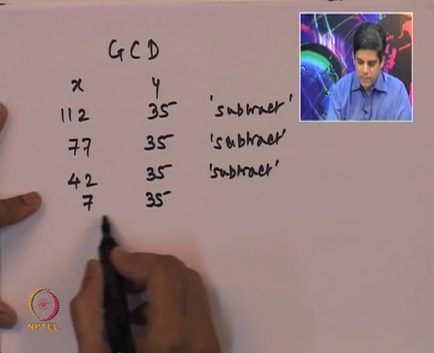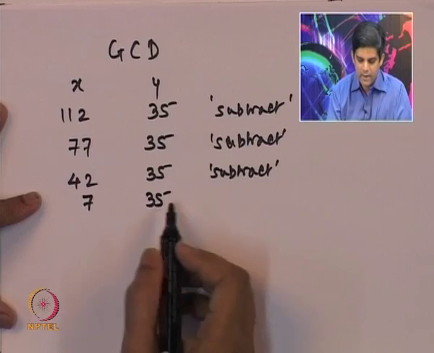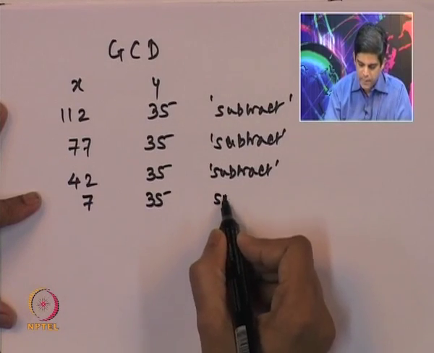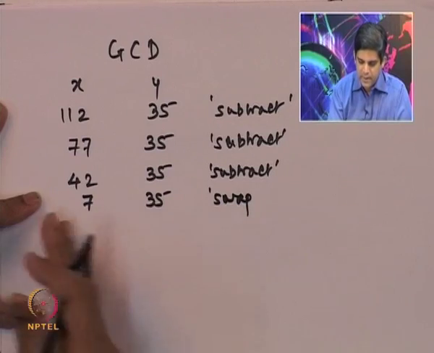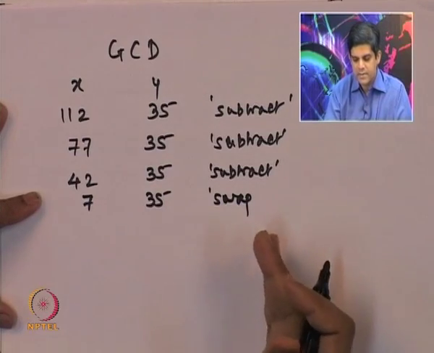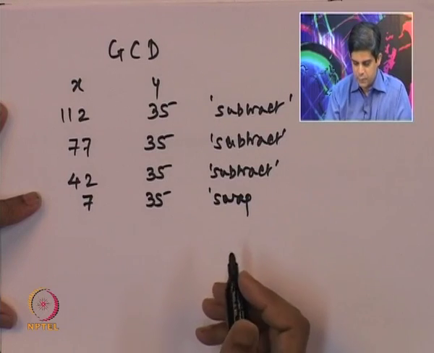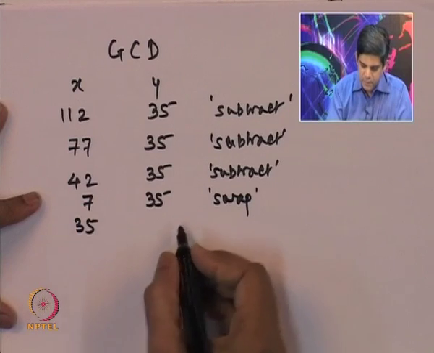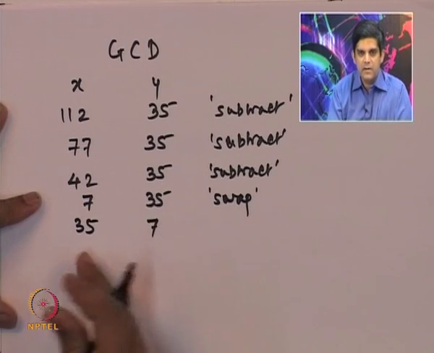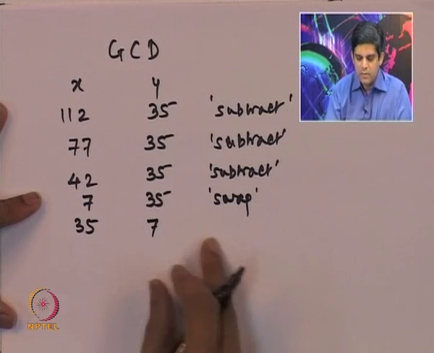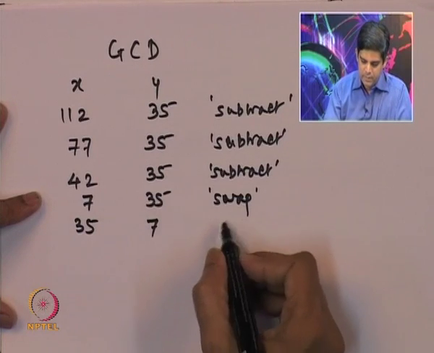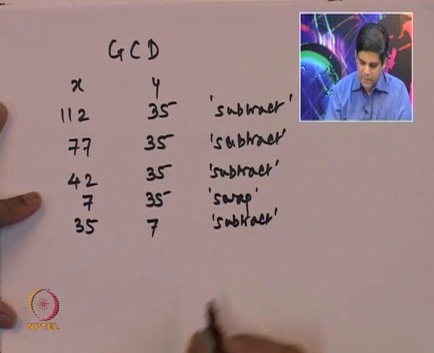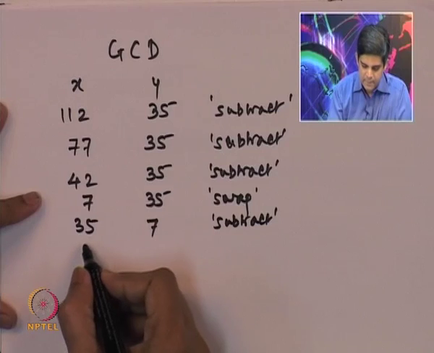Now, x is less than y, or x is not greater than y. So, we have to do the swap operation, so that we get the bigger number on this side, smaller on that side, and we can process again. So, here is the result of swapping: 35 comes here into x and 7 moves to y. Here now we are again ready, back in the familiar situation of doing the subtract.